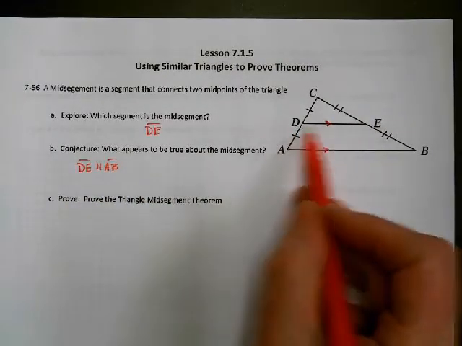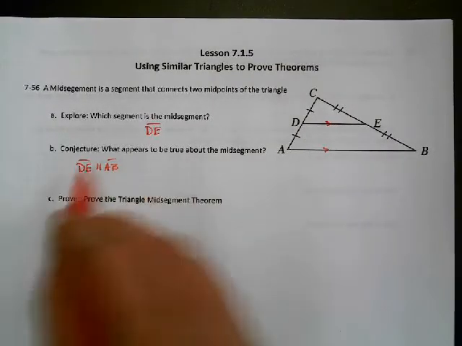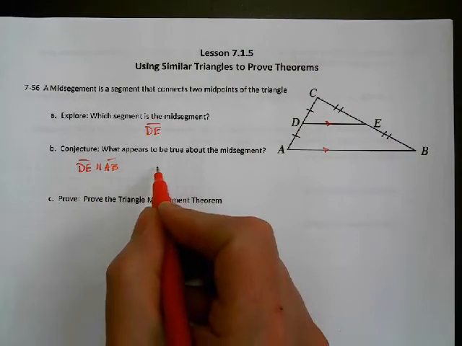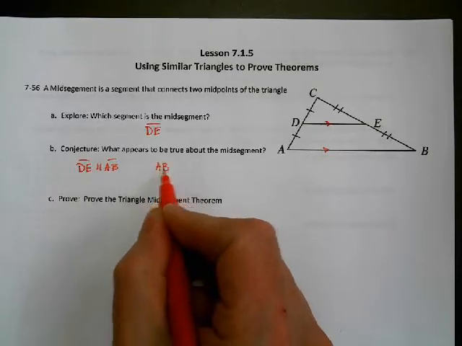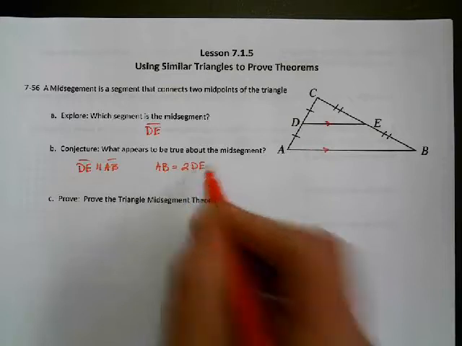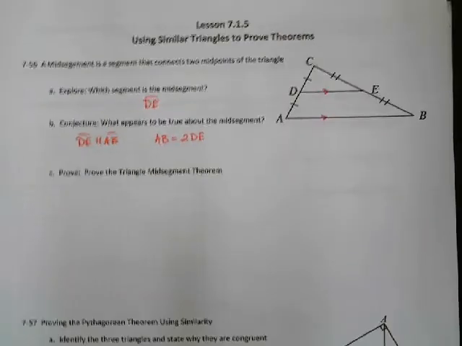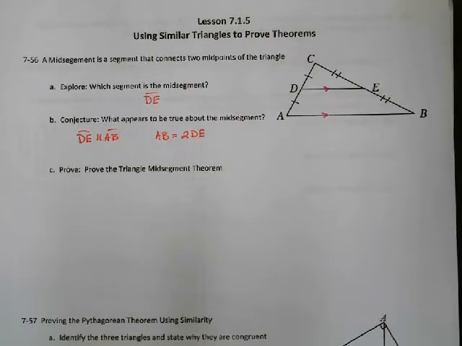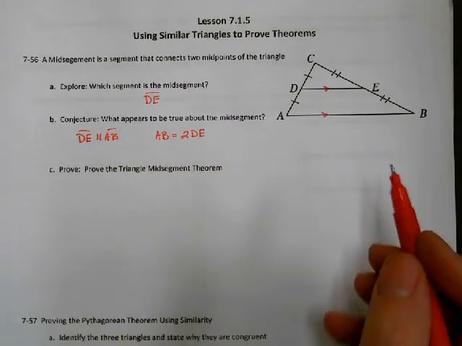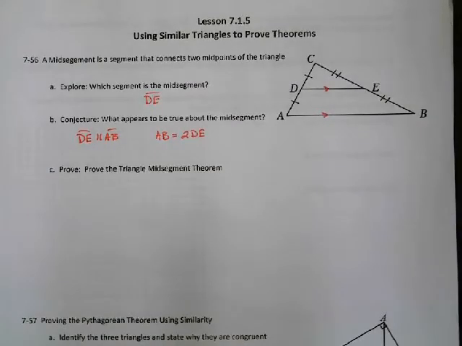And then it also looks like the midsegment is about half the size of AB. So we're going to prove that as well, that AB is two of those midsegments. So basically DE is half the size of this other one. What we're going to do is use triangle similarity to prove that. In order to prove this, we need to show that these two triangles are similar to each other.